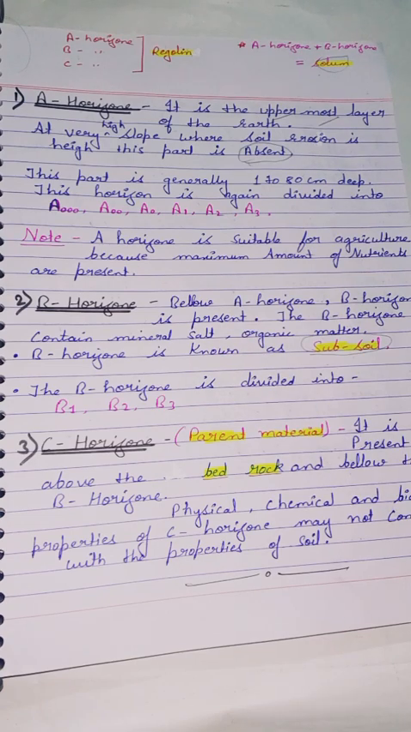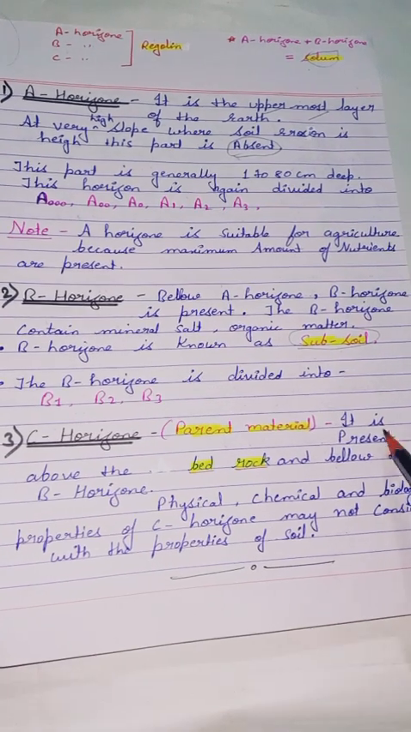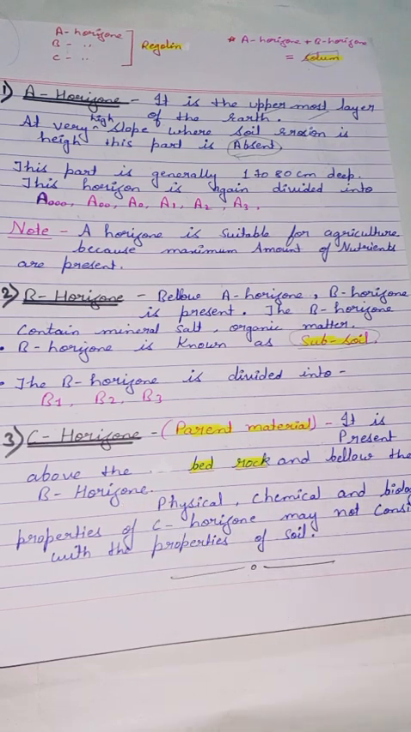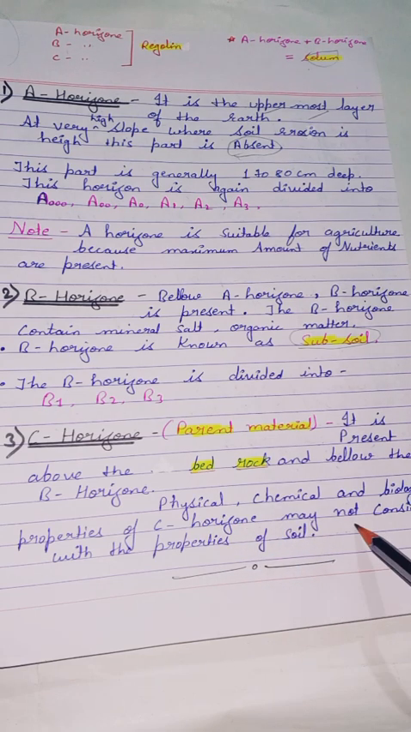Next one is C horizon, also known as parent material. It is present above the bedrock and below the B horizon. Physical, chemical, and biological properties of the C horizon may not coincide with the properties of the soil. So these are all three types of horizons: A horizon, B horizon, and C horizon.